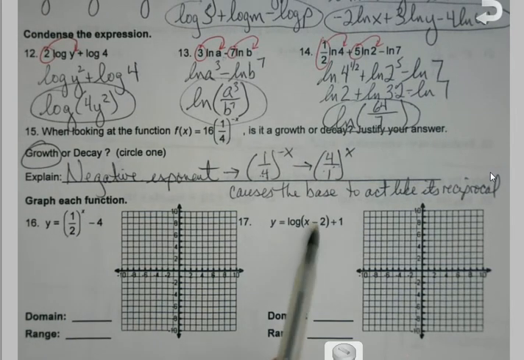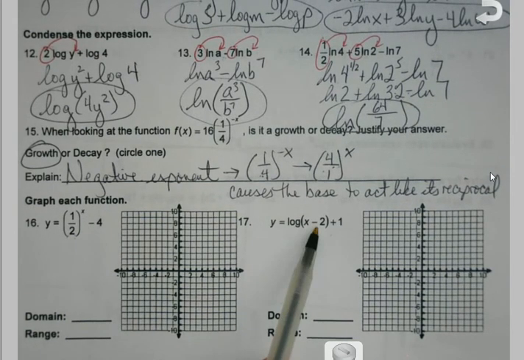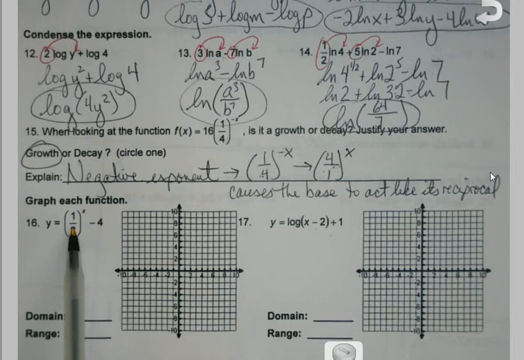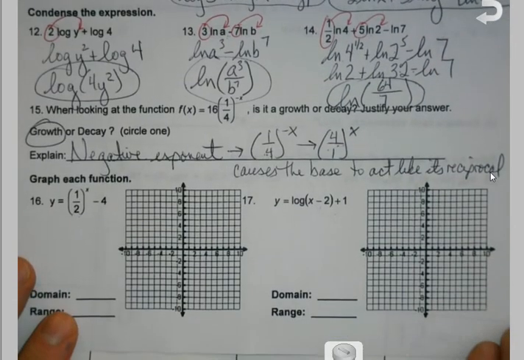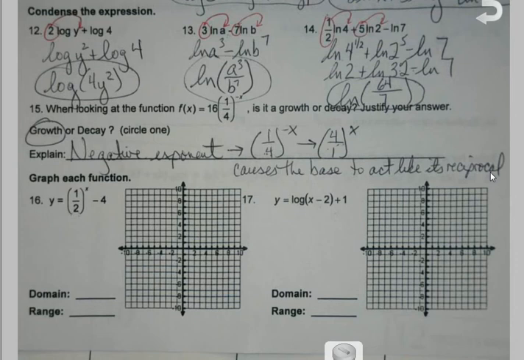You'll also notice I went back and reviewed. I'm not just graphing on the logs, I'm also graphing on growth and decay because I want you to see the relationship that they have. We talked about them being inverses, but we don't get to see that a lot. So I'm actually going to start over here on 17.